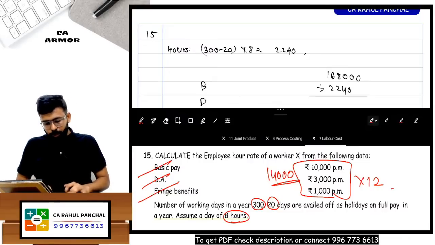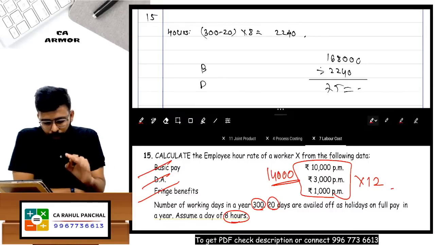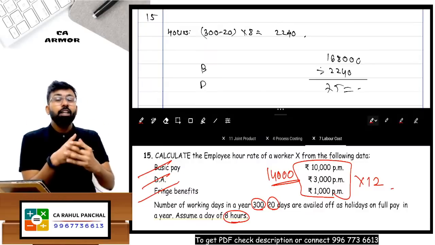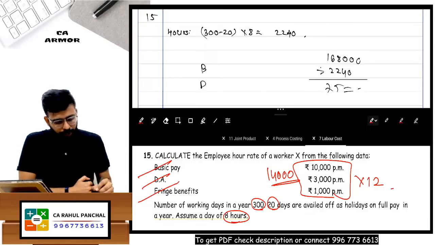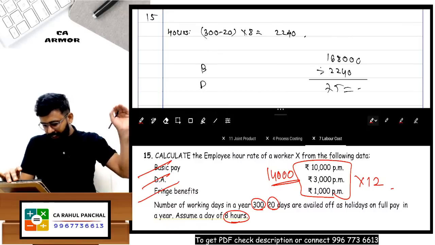And this much is paid for 2,240 hours. So rate per hour is 75. I hope you got that. Your rate per hour will be 75. Very much understandable, right? So these are the workings to get your rate per hour, something that we are solving. Okay. Questions 15, 16, 17 are done.